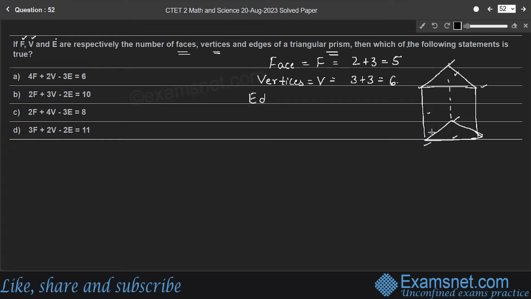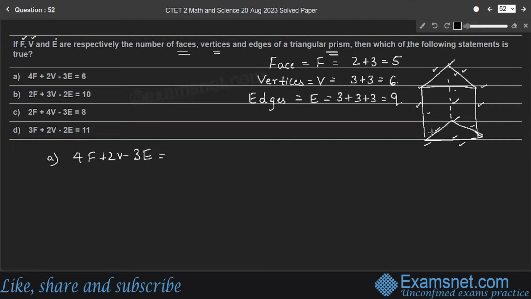And the number of edges E is equal to, students, 3 edges, 1, 2, and 3, and 3 edges on the top, 3 plus 3, then 3 edges at the bottom. So 3 plus 3 plus 3, totally 9 edges. So the relation between F, V, and E. According to the options, we'll consider option A. 4F plus 2V minus 3E is equal to 6. So we have to check whether it is equal to 6 or not.